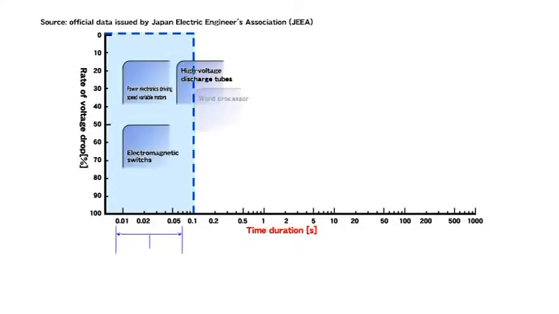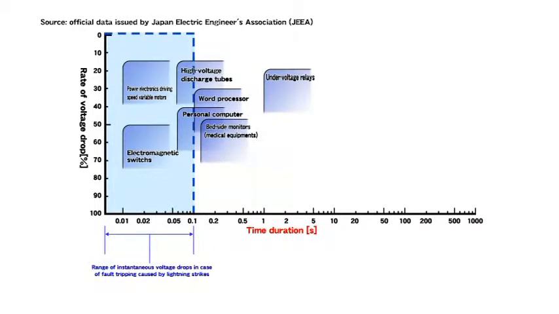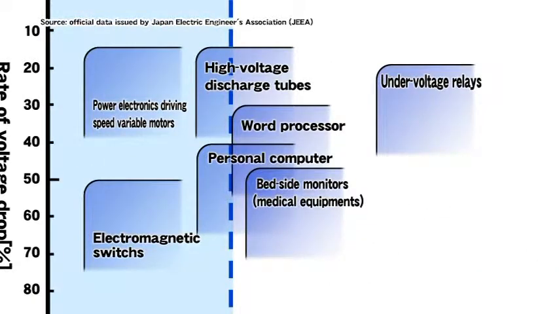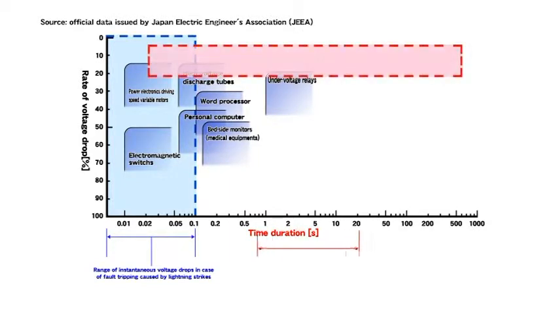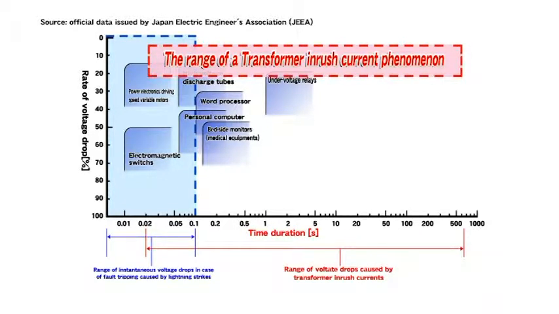Lightning is commonly considered a threat to power supplies because it causes a momentary voltage drop of less than 100 milliseconds, which can affect various equipment. By contrast, the inrush current that occurs when energizing a transformer can last for several seconds or even minutes.